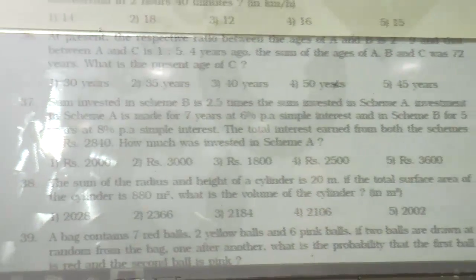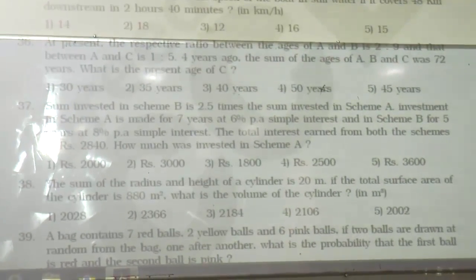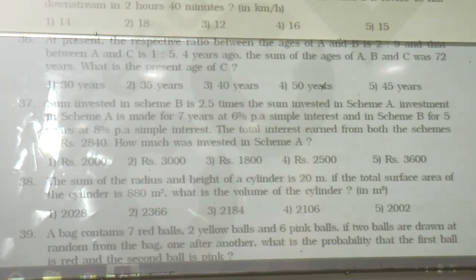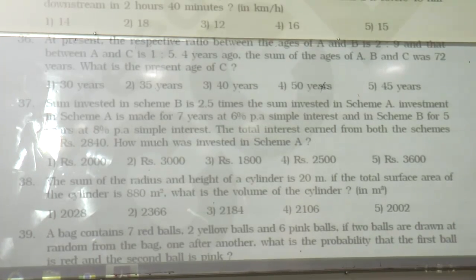Sum invested in scheme B is 2.5 times the sum invested in scheme A. Scheme A is made for 7 years at 6% per annum simple interest, and scheme B for 5 years at 8% per annum. The total interest earned from both the schemes is 2840. How much was invested in scheme A?